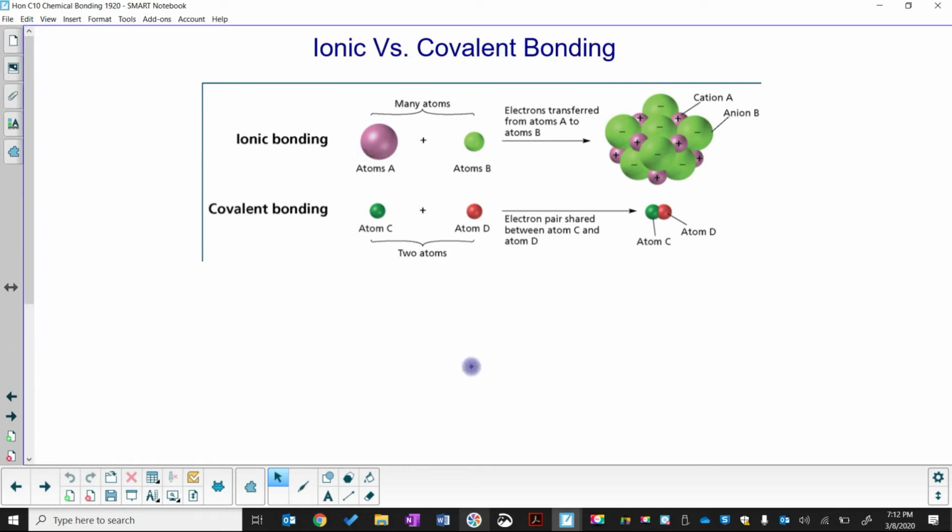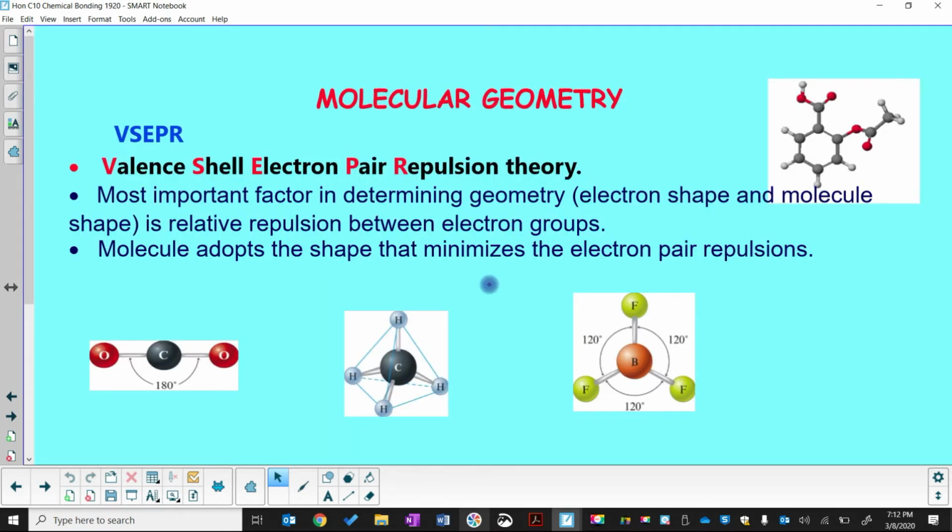Welcome to Chapter 10, Molecular Geometry. Looking at molecular geometry, we use VSEPR, and that is valence shell electron pair repulsion theory. That means that those valence electrons that we were looking at repel each other, and that gives us our geometry, our electron shape, and then also our molecular shape. And the molecule will minimize the electron pair repulsions.